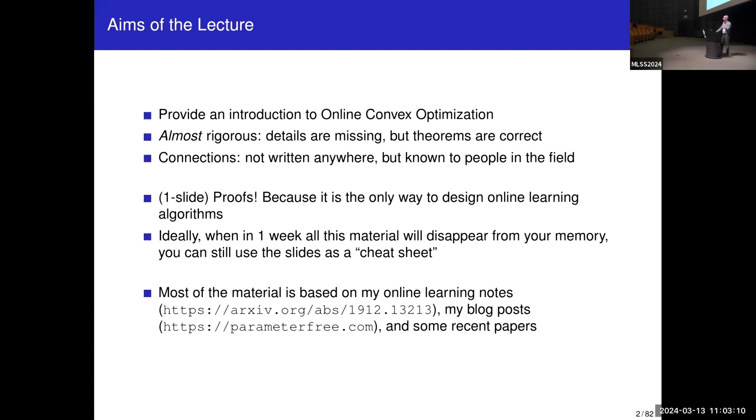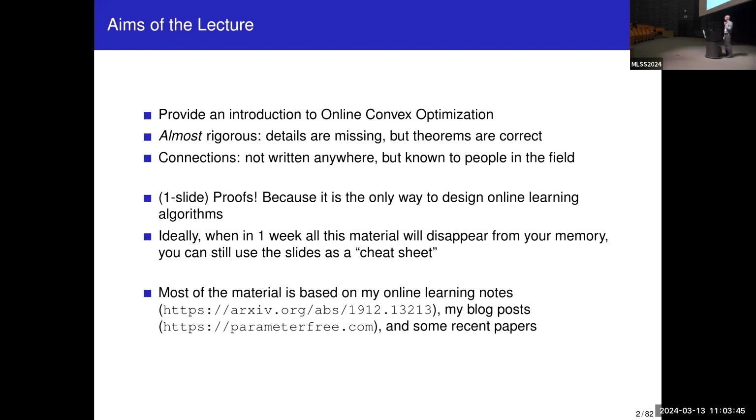I will skip some details here and there about convex analysis, but you can be sure that the main message is correct. And I will also try to convey to you connections between online convex optimization and a number of other fields that are known to people that work in online convex optimization, but are typically unknown to people outside. Now, unfortunately, I don't have nice pictures to show you. I don't have geometric intuitions or nice diagrams. I have a lot of proofs, but they will be short.